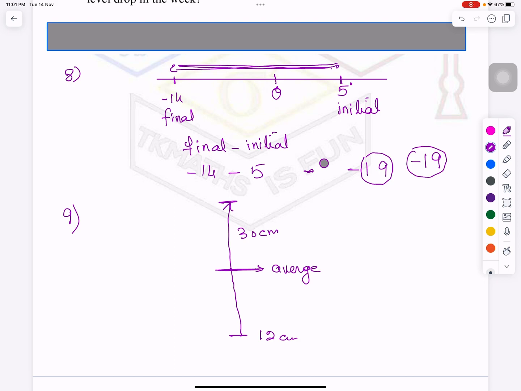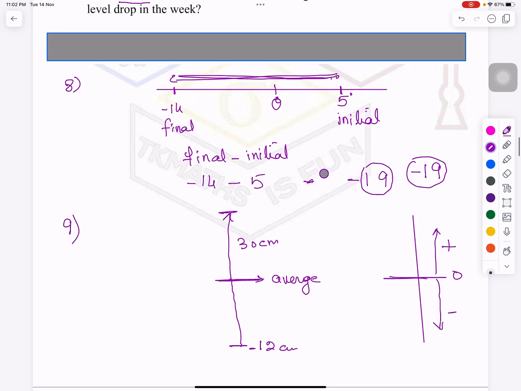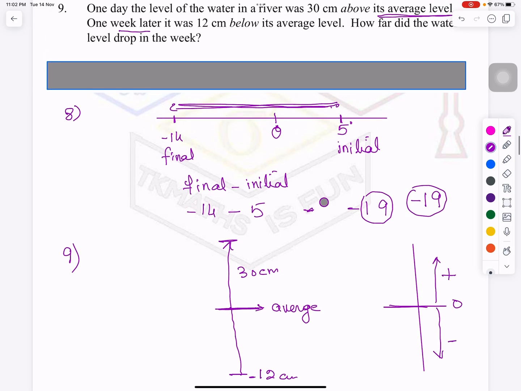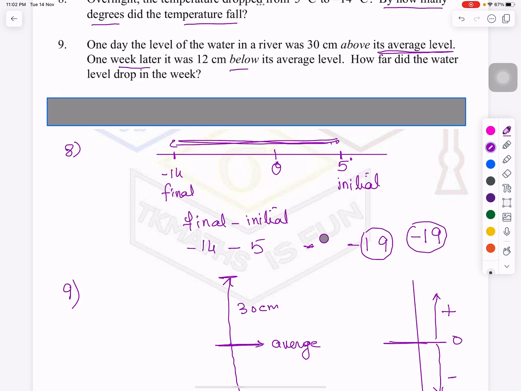So what will you say? How will you calculate? By the way, on the number line or on the vertical line, I would say rather, if you recall with the x-axis and y-axis, from the 0 point, the above numbers are considered as positive numbers and the below are considered as negative numbers. So when the question is saying that the water level falls below the average, actually it is what? Minus 12. You understand? So this is the hidden thing here which you have to understand yourself, because the question is saying below its average level.